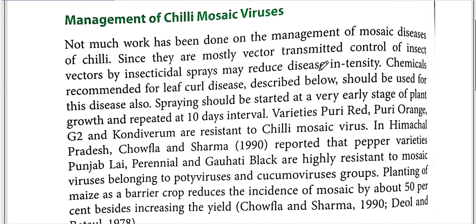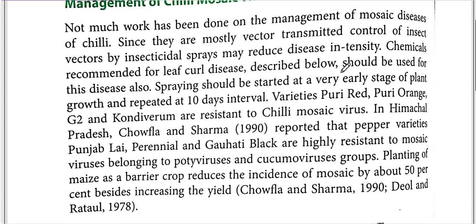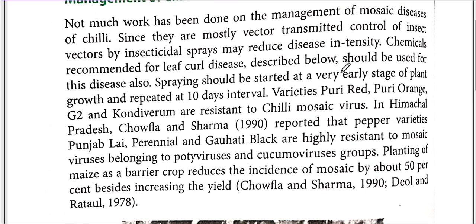Management of chilli mosaic virus. Not much work has been done on the management of mosaic disease of chilli, since they are mostly vector transmitted. Control of insect vectors by insecticidal spray may reduce disease intensity. Chemicals recommended for leaf curl disease described below should be used for this disease. Spraying should be started at a very early stage of plant growth and repeated at 10 days interval.